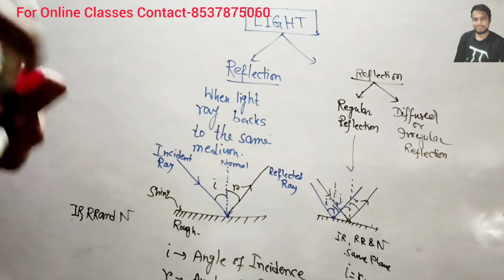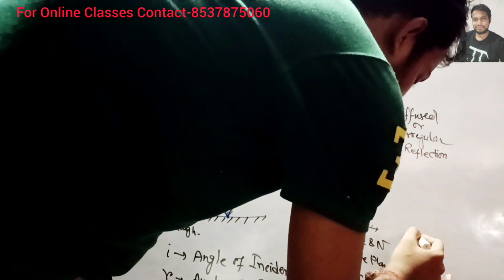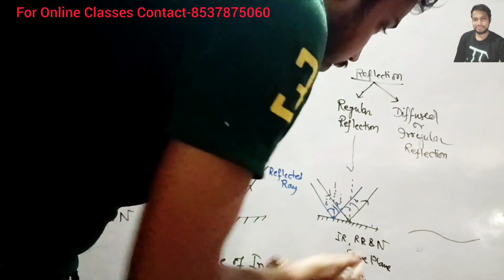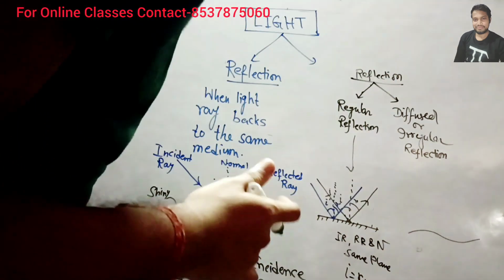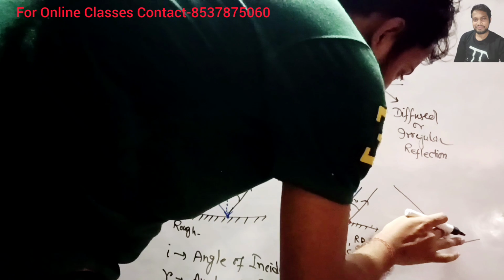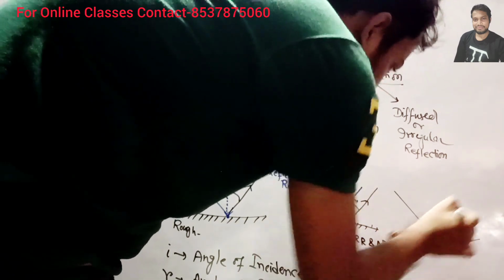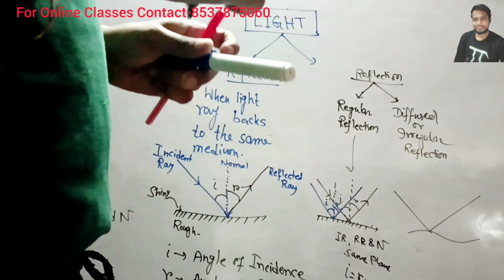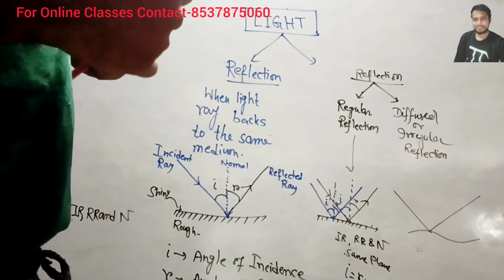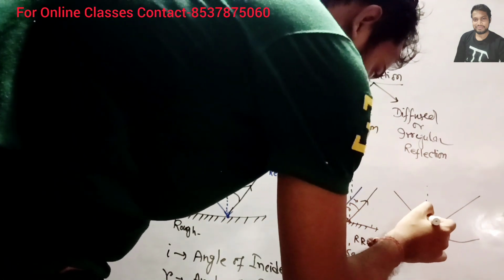Now we move on to the next part, diffuse reflection. When the surface is not regular, a curved surface and not a straight line, then when the light ray comes, it will not follow the laws of reflection. The angle of incidence and angle of reflection will not be the same.